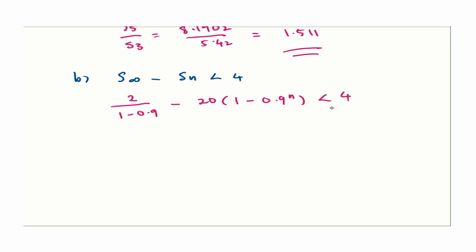Okay, first we calculate this one. So we get 2 over 1 minus 0.9, 2 divided by 0.1, so we get 20 here.